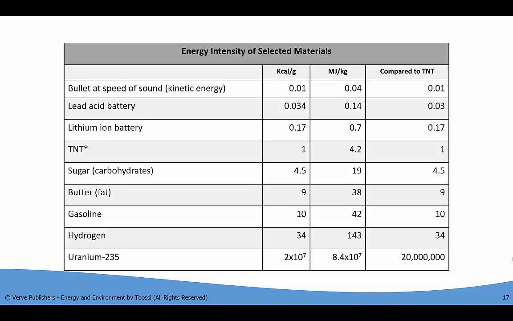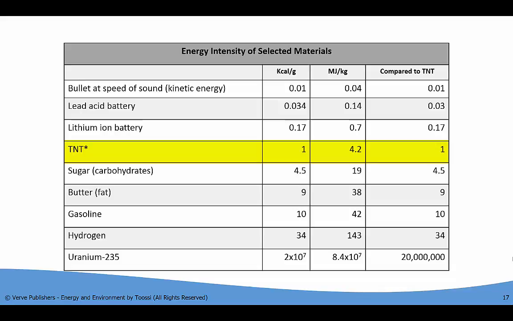This is a table I put together to give you some form of reference. I use TNT as the reference, as a kilogram of TNT, and I put it as the number 1. So 1 gram of TNT produces about 1 kilocalorie, so that would be about 4.2 megajoule per kilogram.